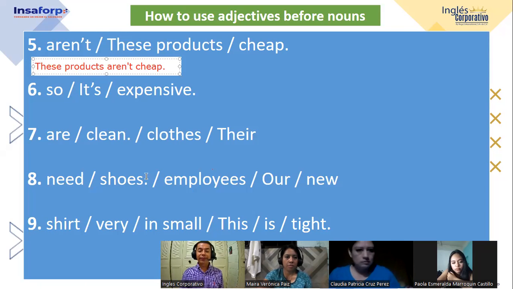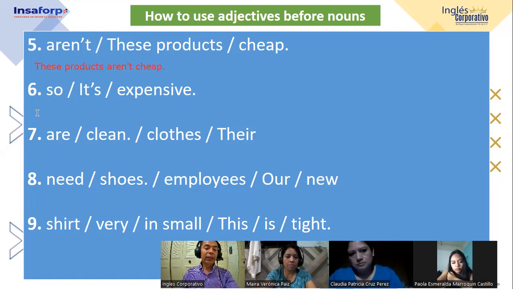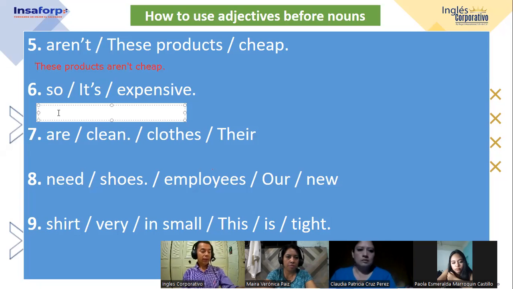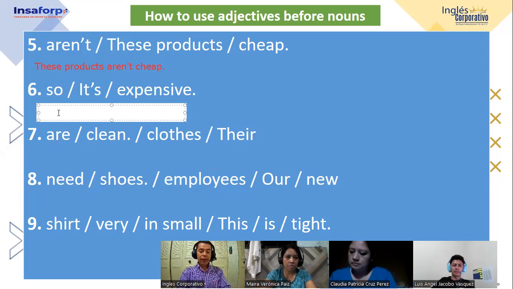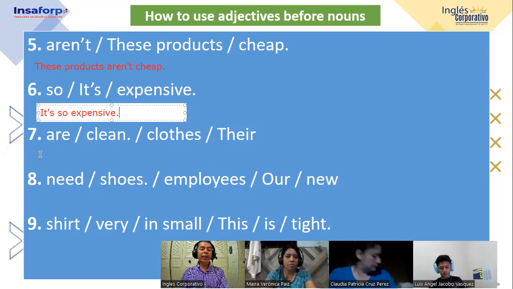Aquí ya nos metimos en camisa de once varas, va más complicado. These products, esto sería el sujeto, ¿no? El nombre, es lo que estamos calificando. Luego el verbo to be en negativo, por supuesto. Y por último, adjetivo. Yes? Understand? Okay, group number 3, please. It's so expensive. Okay. Nice. Group number 1 again, please.